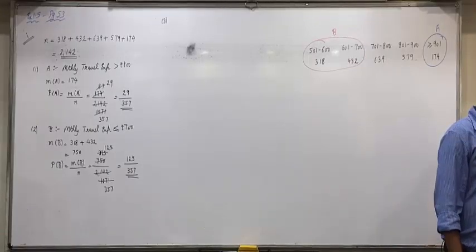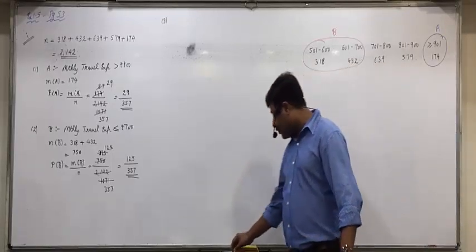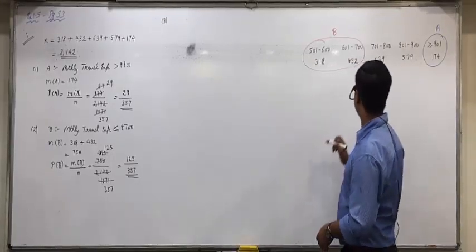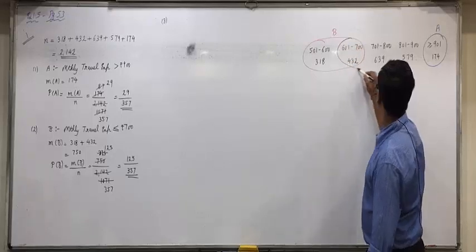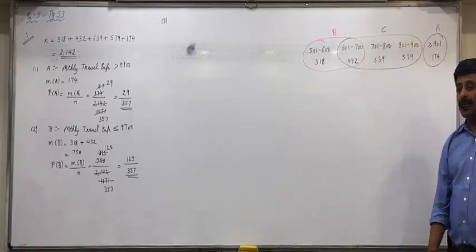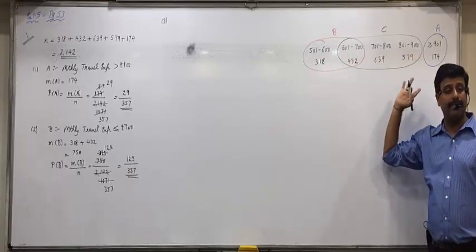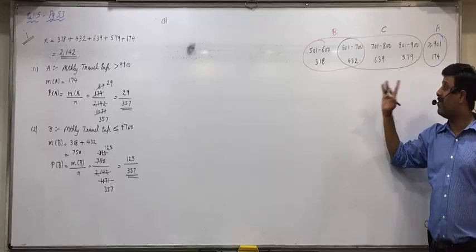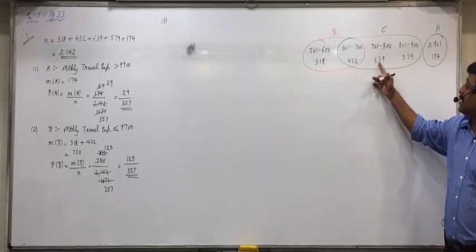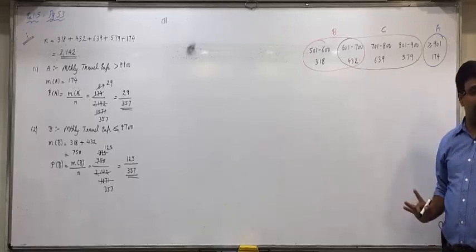Look at the third one now. The monthly travel expense is 601 or more but 900 or less, means between 600 and 900. Between 600 and 900 means these classes will be included in event C. Understood that, everyone? So what will be M of event C? 432 plus 639 plus 579. From this we have to select one.